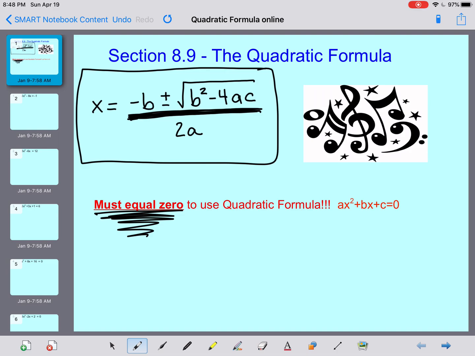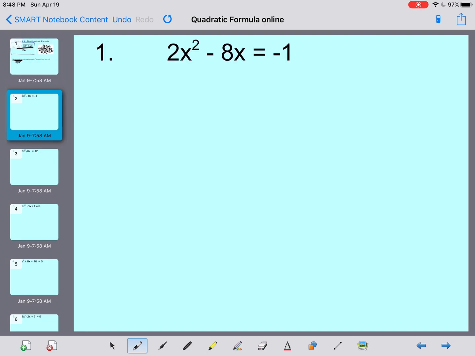All right, so here we go. We're going to have 6 examples today. Make sure you're taking notes because you're going to upload a picture of your notes for me. And also, make sure you have a calculator handy. So if you don't have one, pause and go get one. All right, so here we go.